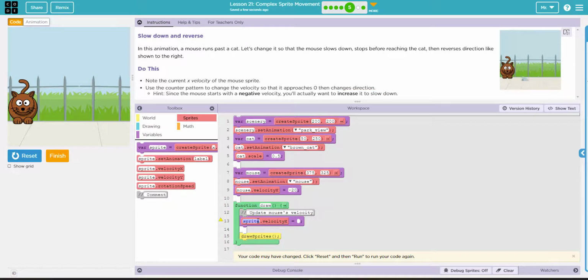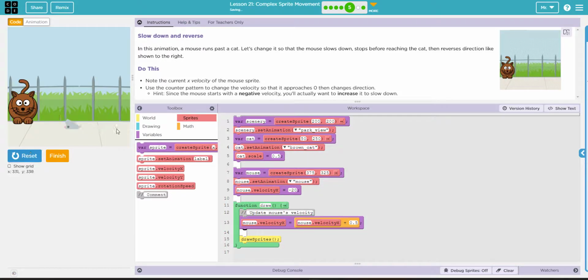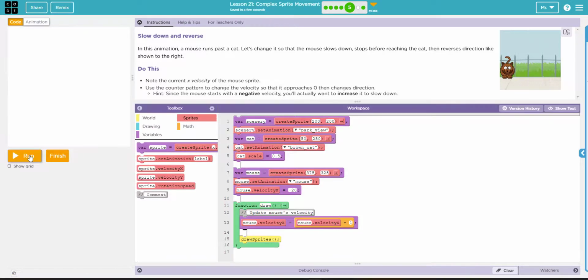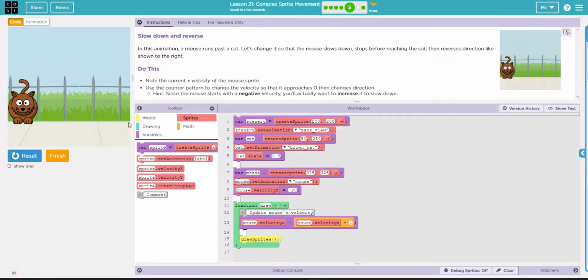So we're going to say the velocity x is equal to mouse.velocity x plus, right? Plus to increase it. I don't know what number to use. Let's go and try 2. Okay, maybe a little bit too big. I'm going to say 0 and 5/10. Maybe a little bit more, so +1. Okay, and there it goes.